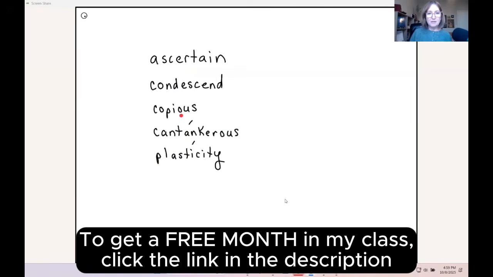Condescend. Copious. Cantankerous. Plasticity. How are you feeling? Give me one word in the Q&A on how you're feeling after learning about these words. I have mastered the syllable division due to you. Aw, that's good to hear. Thank you for sharing that, Yolanda. Super duper. Wow, Blair, that's awesome. I love that. Okay, we got some goods, some greats, some goods.